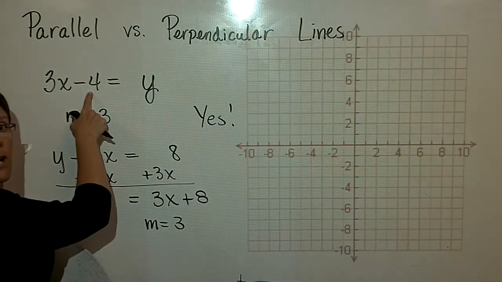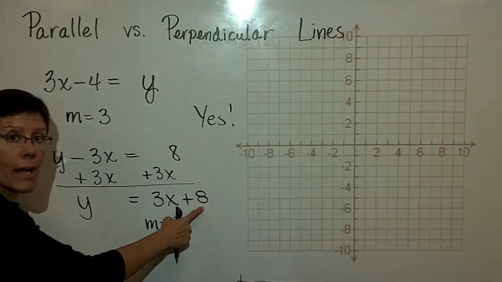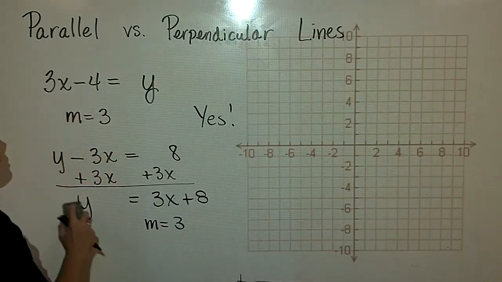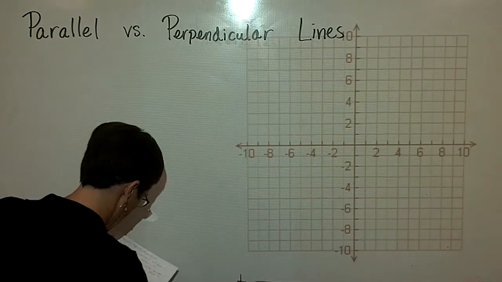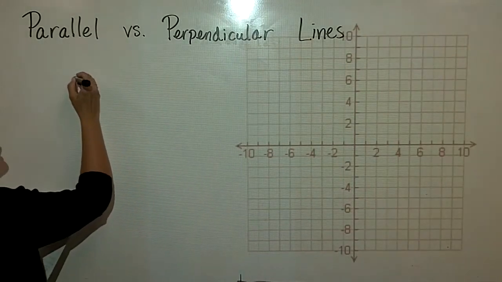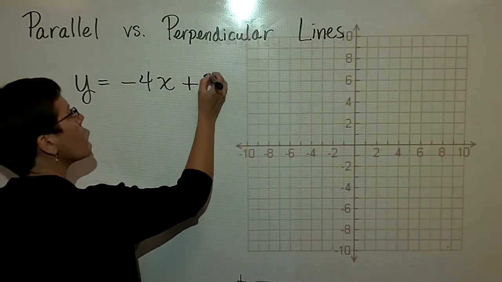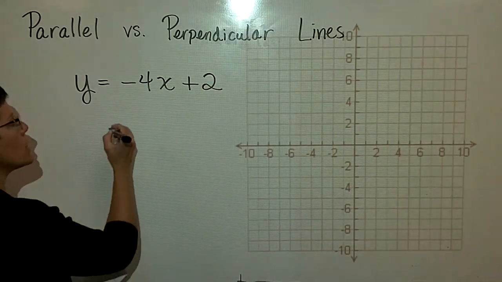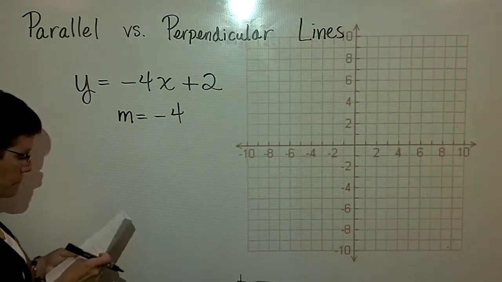This one just happens to have a y-intercept of -4, and this one happens to have a y-intercept of positive 8. So if I want to know if they're parallel, get them in slope-intercept form and see if their slopes are the same. Let's try another pair of equations. So say I give you y equals -4x plus 2. That's one of the equations, and it's very obvious that the slope of this line is -4.